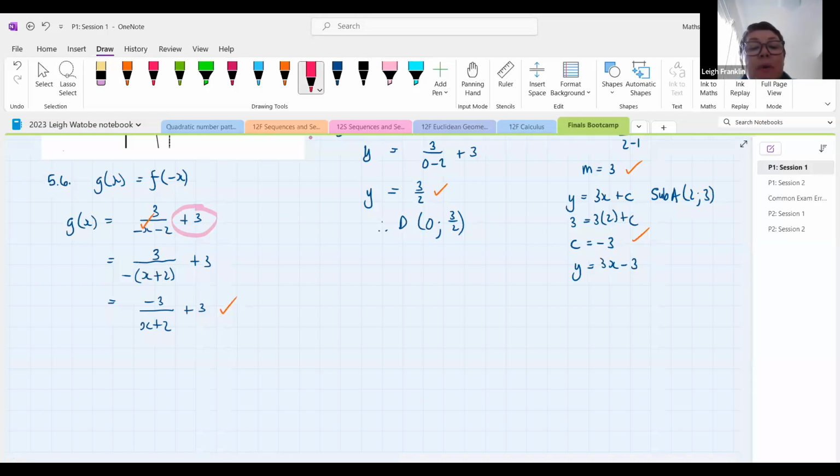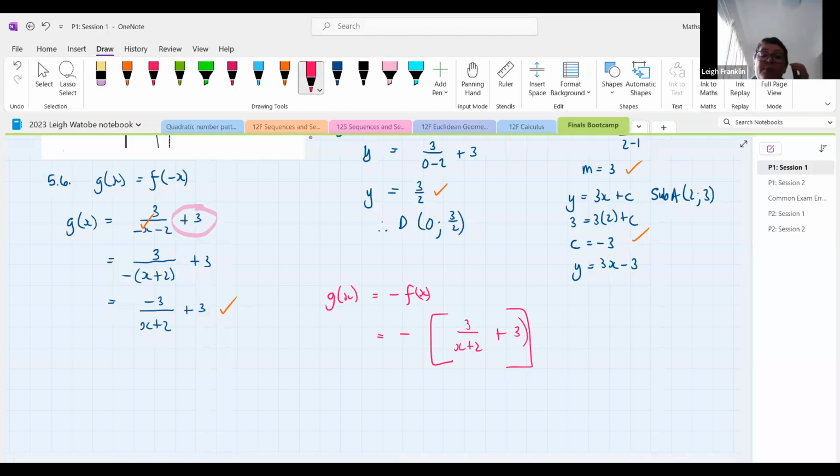If they said g of x equals negative f of x, then they're changing the sign of y. So in other words, you'd end up with a negative in front, and then it would be 3 over x minus 2 plus 3. Oh, sorry, I should put a square bracket there as well.